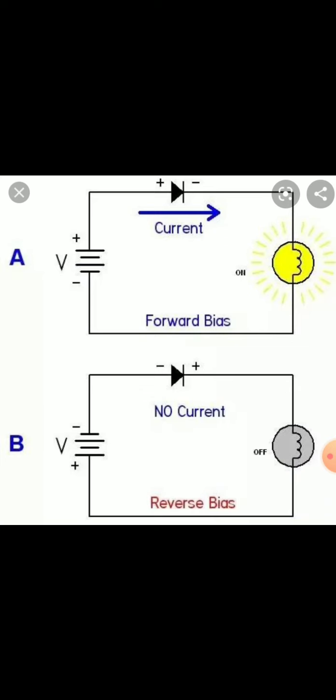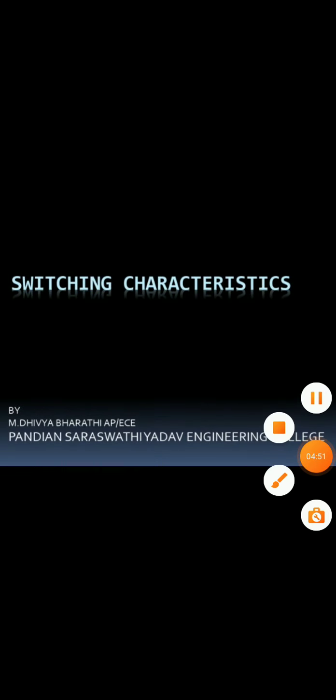In forward bias condition, the current flows through the diode circuit. In reverse bias condition, there is no current flow. These are the switching characteristics of PN junction diode.